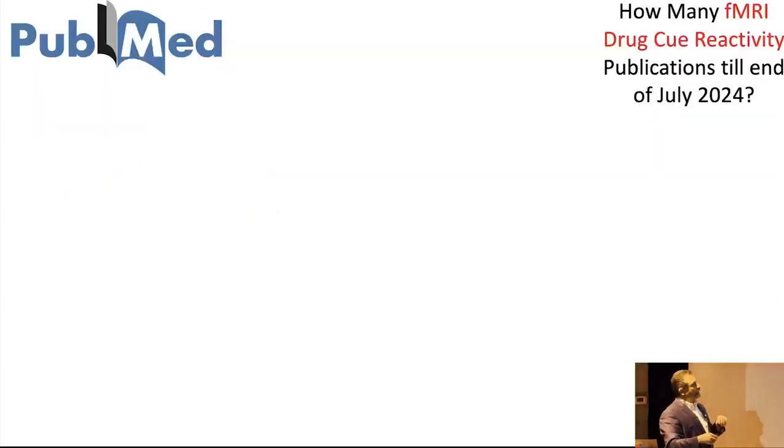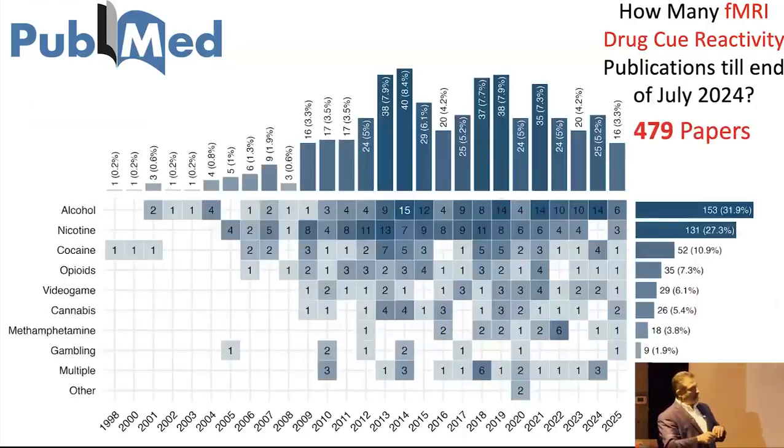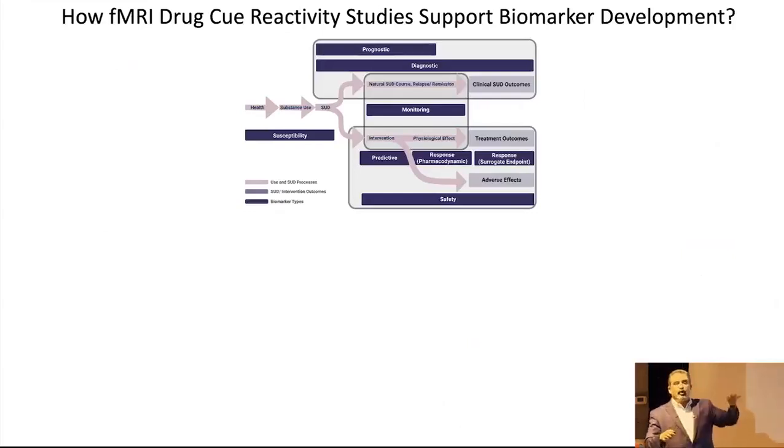And then if I go and look into all the fMRI drug cue reactivity studies that people have done so far, and I checked that up to the end of July 2024, there are over 479 papers. People did lots of studies, like 153 studies with alcohol, so many studies over time. And you look into the details of all those studies, in terms of all types of biomarkers: do they provide any support that fMRI drug cue reactivity can be used at any of the levels of biomarkers I'm discussing today?